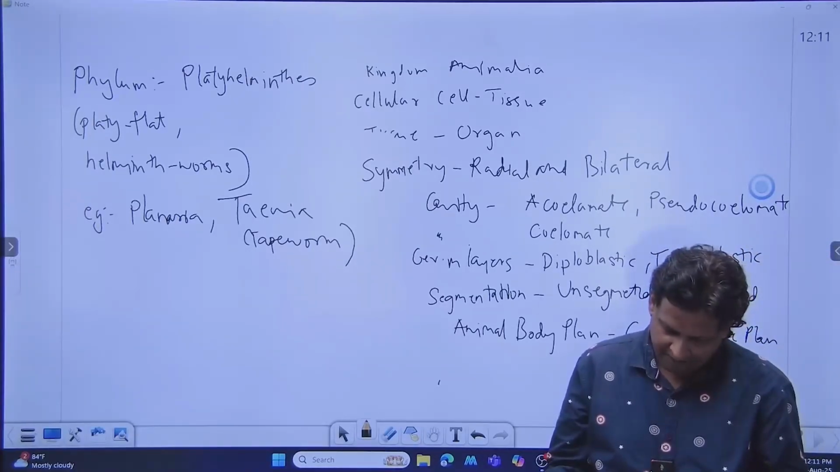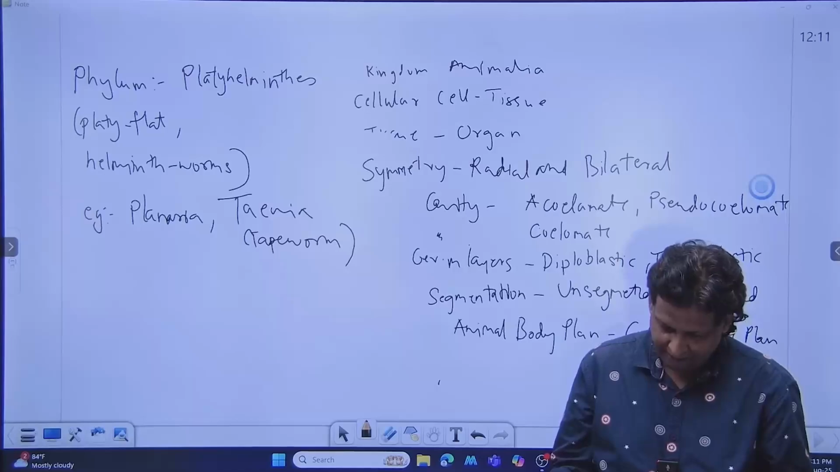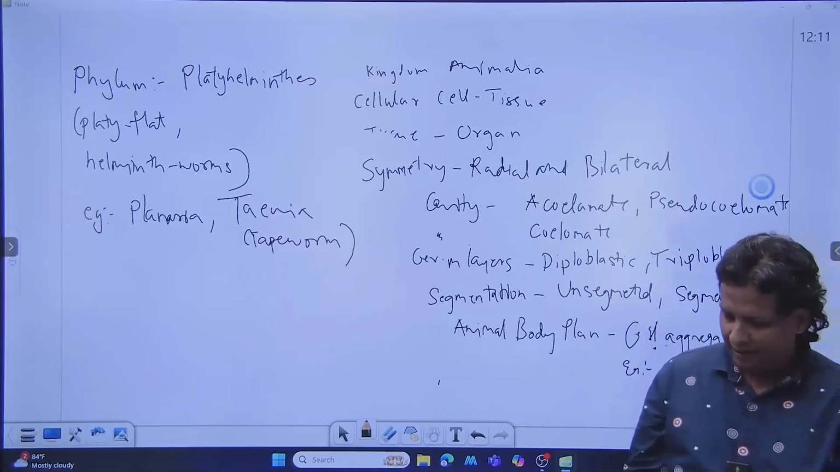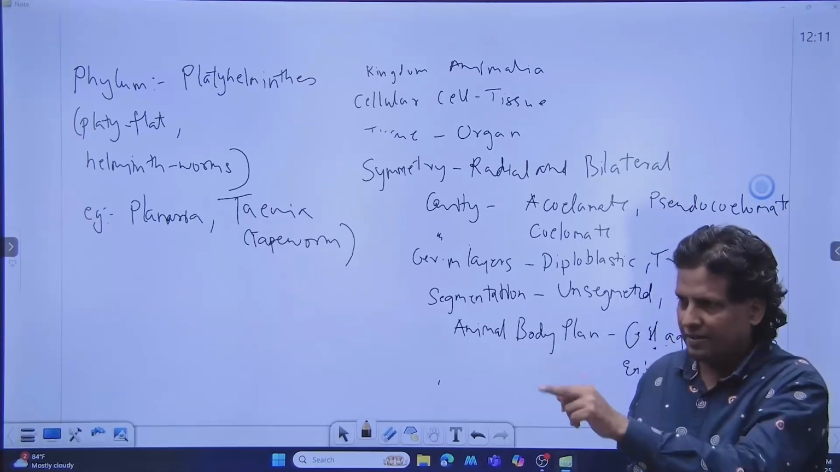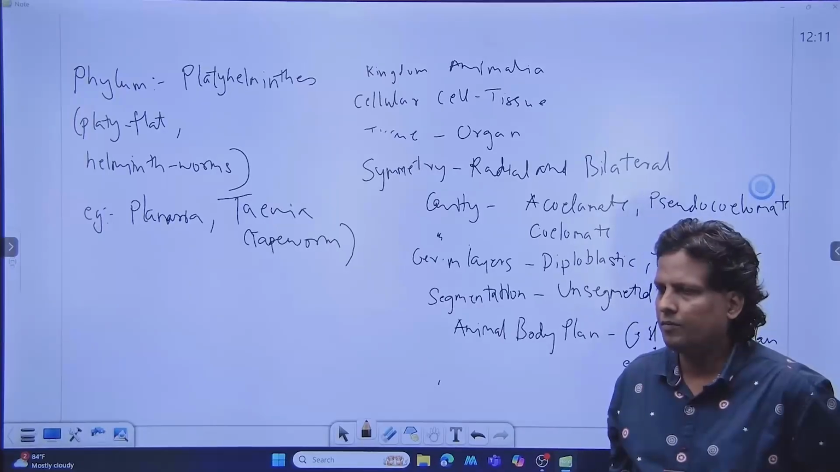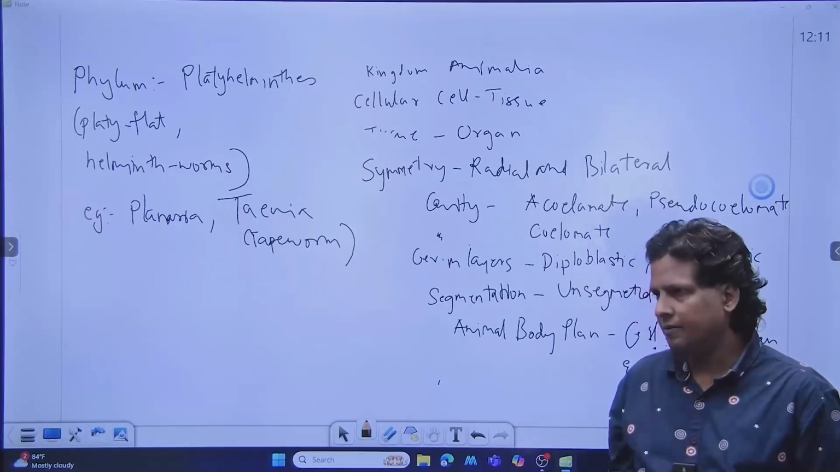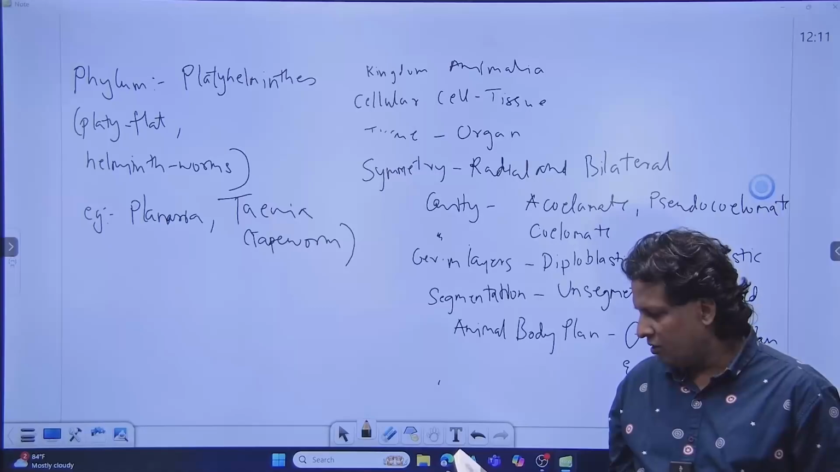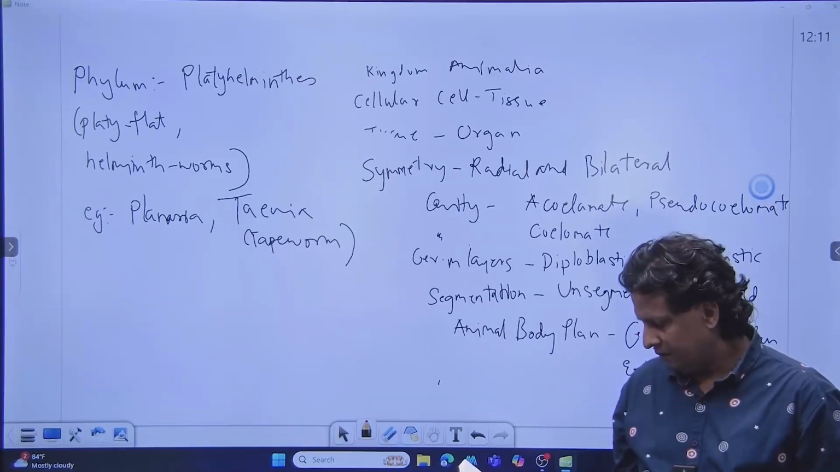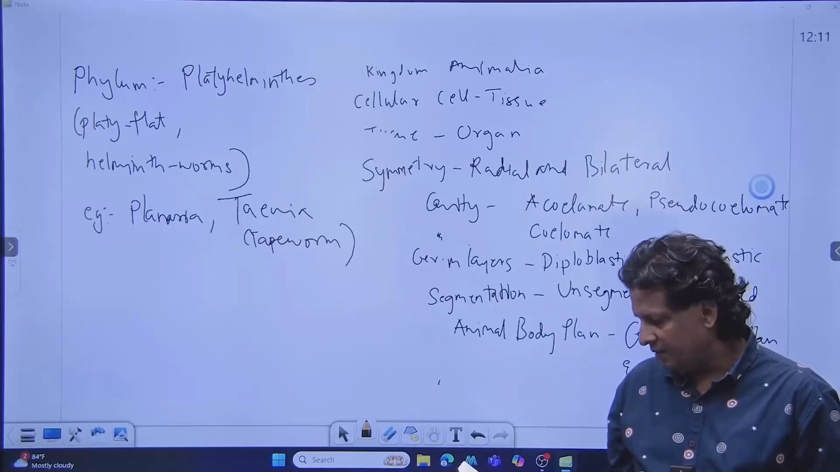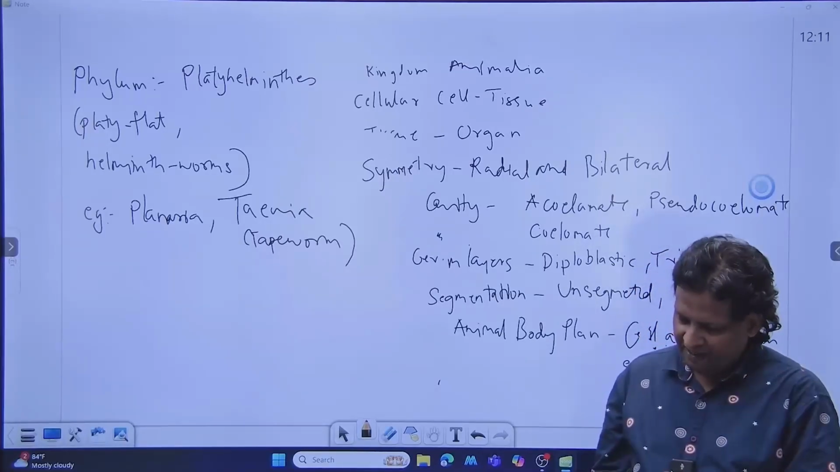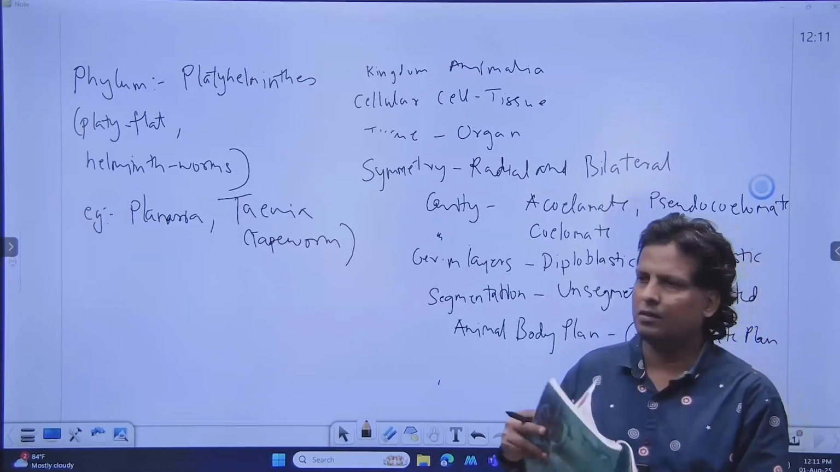Animals have flame cells or protonephridia, helpful for excretion. What is excretion? Okay, waste products and osmoregulation. Animals are hermaphrodite, bisexual. Self-fertilization is seen. Few have very high power of regeneration and show polyembryony.